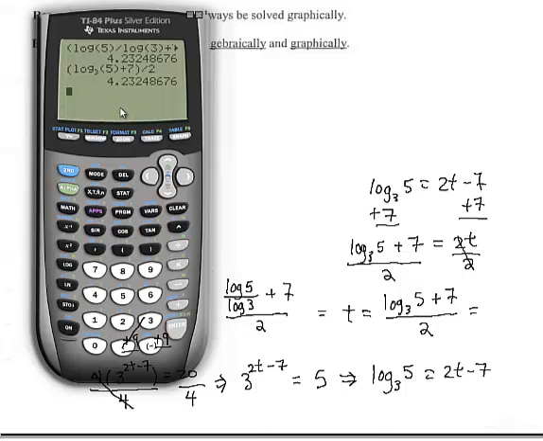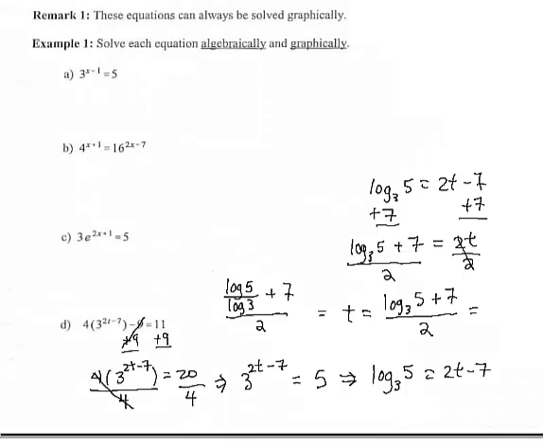I'll round this to 4.232. 4.232, and we could put approximate symbols here, the wavy ones. And we want to double check this. Okay, so we're going to solve this graphically.